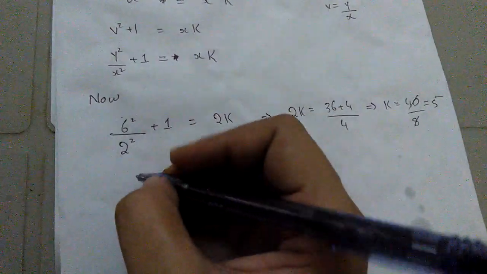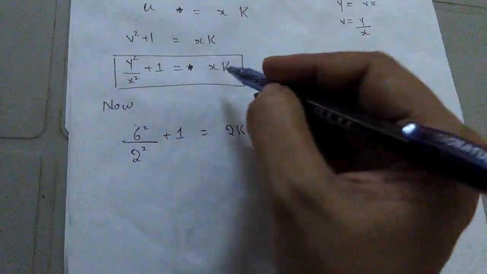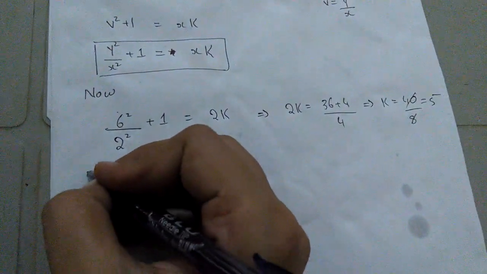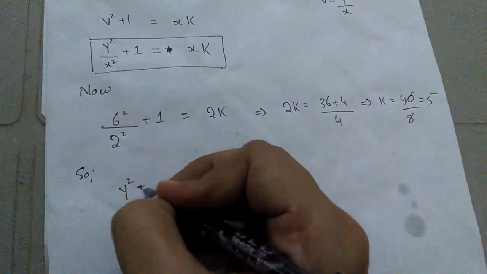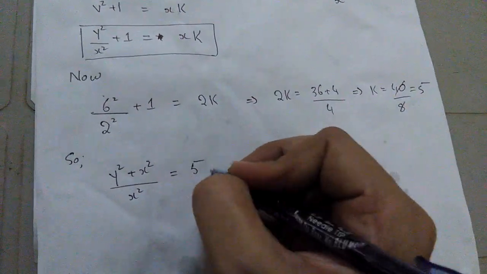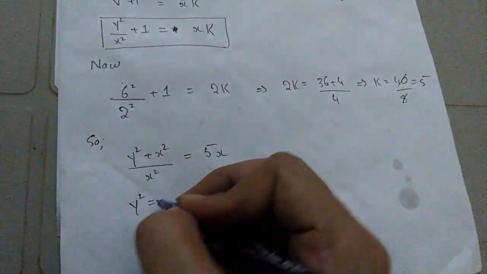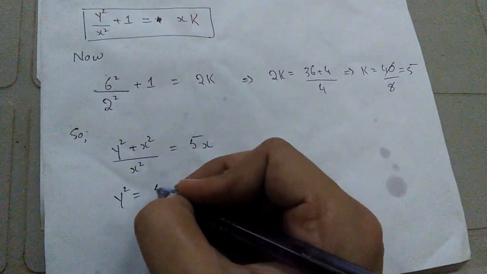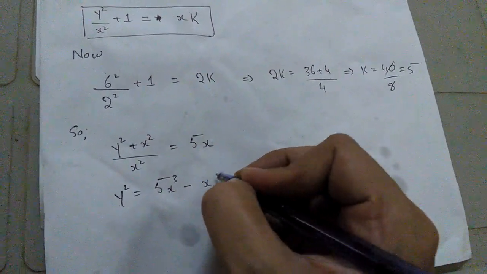All right, so what next? We are now going to substitute the value of k over here. So y squared plus x squared upon x squared is equal to 5x. And we move this x squared here. y squared is equal to 5x cubed minus x squared. And this is the solution.